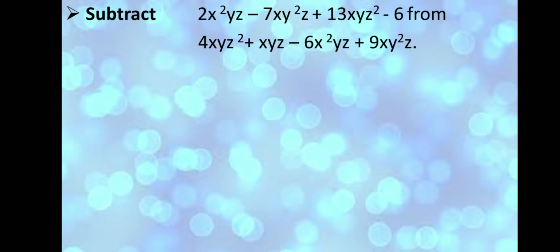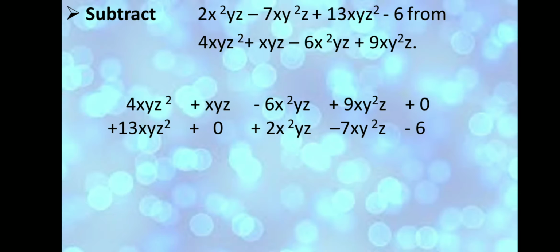Now let's take one more example. Subtract 2x square yz minus 7xy square z plus 13xyz square minus 6 from 4xyz square plus xyz minus 6x square yz plus 6xy square z. So now we have to arrange them one below each other. So then how did we write it?